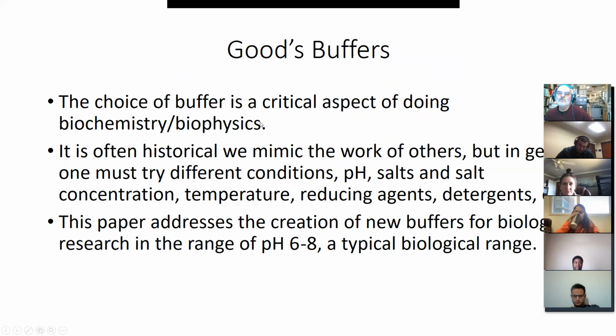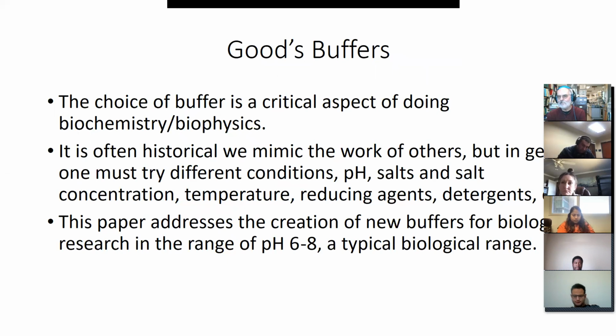Okay, so this is a summary of stuff that's coming. This comes directly from the Good's buffer paper, and I'll switch to it in a second. The choice of buffer is a critical aspect of doing biochemistry. What I mean by that is you want to use a certain pH for some reason, okay? Generally speaking, we don't do biology at pH 2, and we don't tend to do biology at pH 9 or 10. So those groups usually don't help us in vitro. We tend to do biology between pH 6 and 8. And so we're looking for things that are titratable in the range of pH 6 and 8.